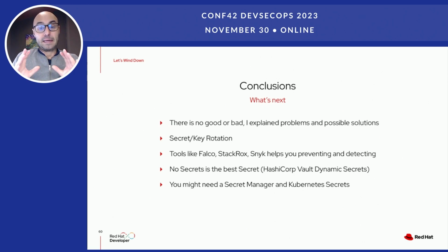And keep in mind that there is no black or white. There is also gray, right? And probably you might need to have both options coexist: secret management tools like HashiCorp Vault and also native Kubernetes secrets. So I think it's important to understand secrets management systems, but also Kubernetes secrets.